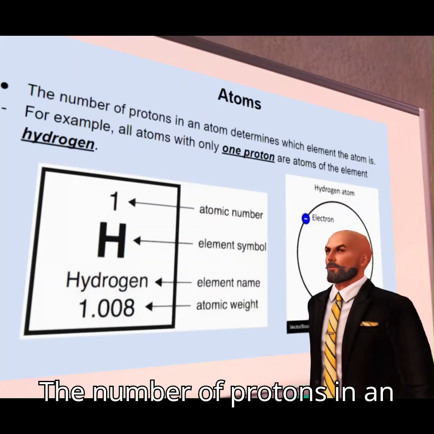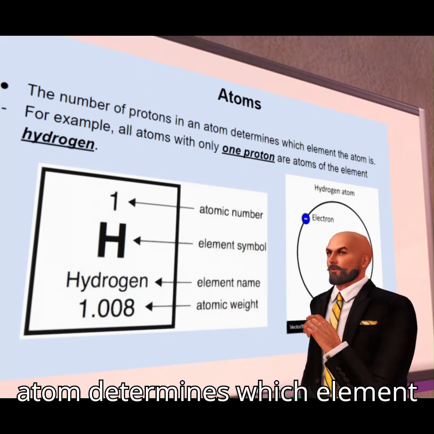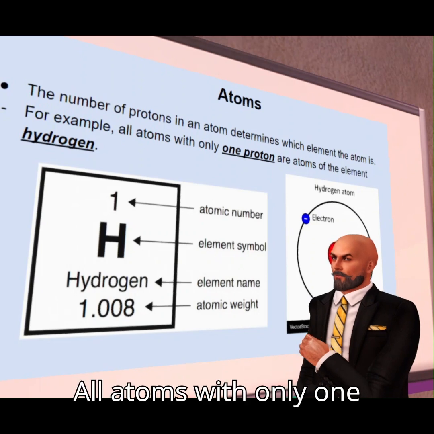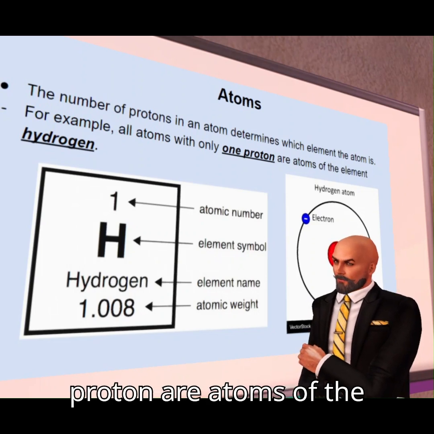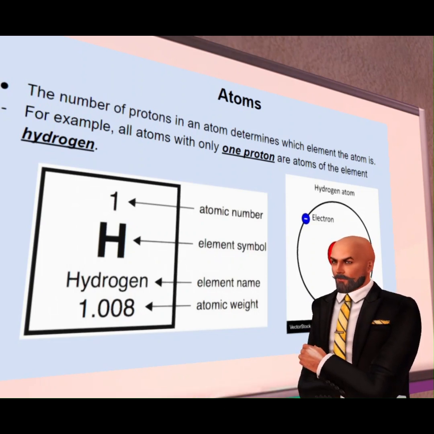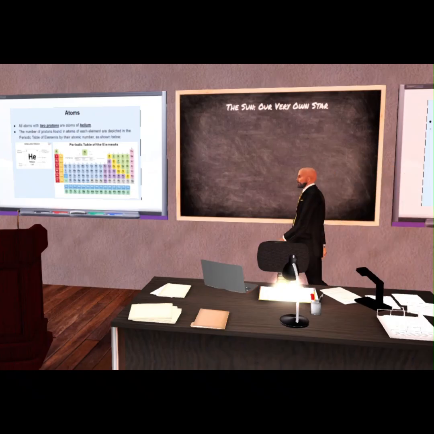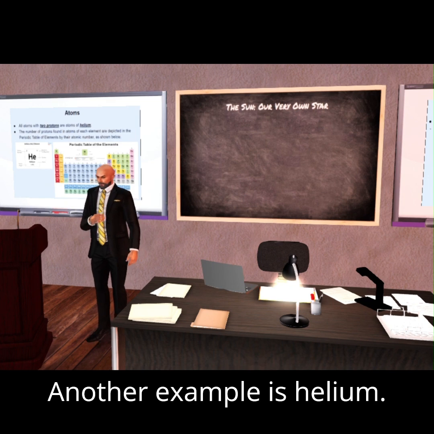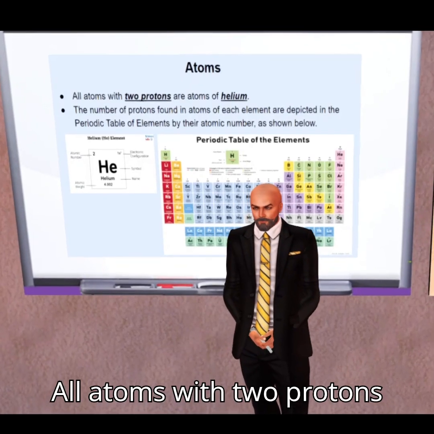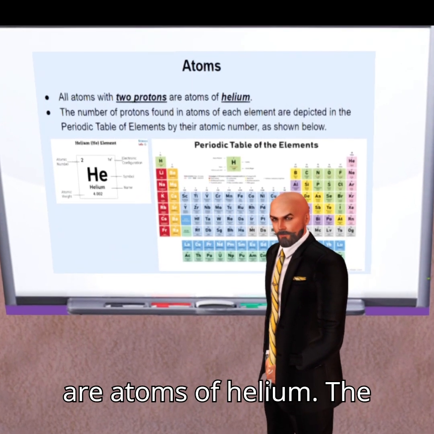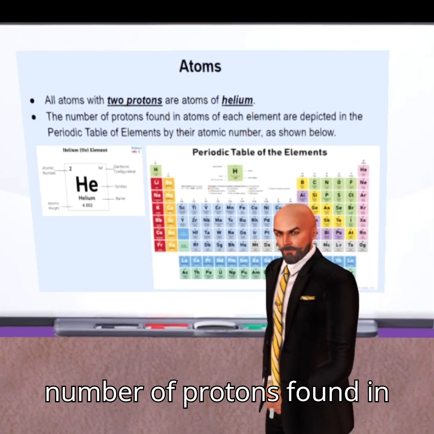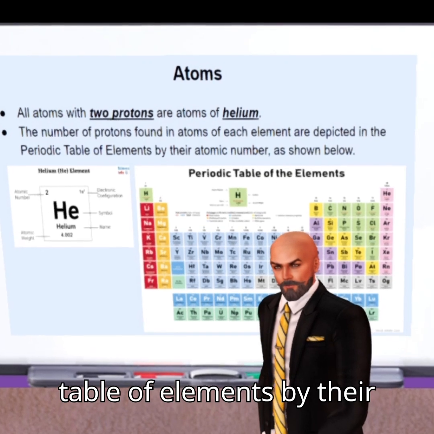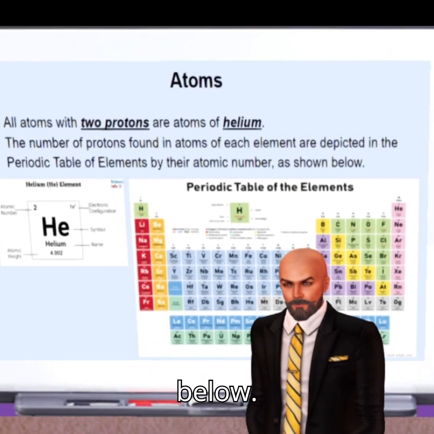The number of protons in an atom determines which element the atom is. For example, all atoms with only 1 proton are atoms of the element hydrogen. Another example is helium. All atoms with 2 protons are atoms of helium. The number of protons found in atoms of each element are depicted in the periodic table of elements by their atomic number, as shown below.